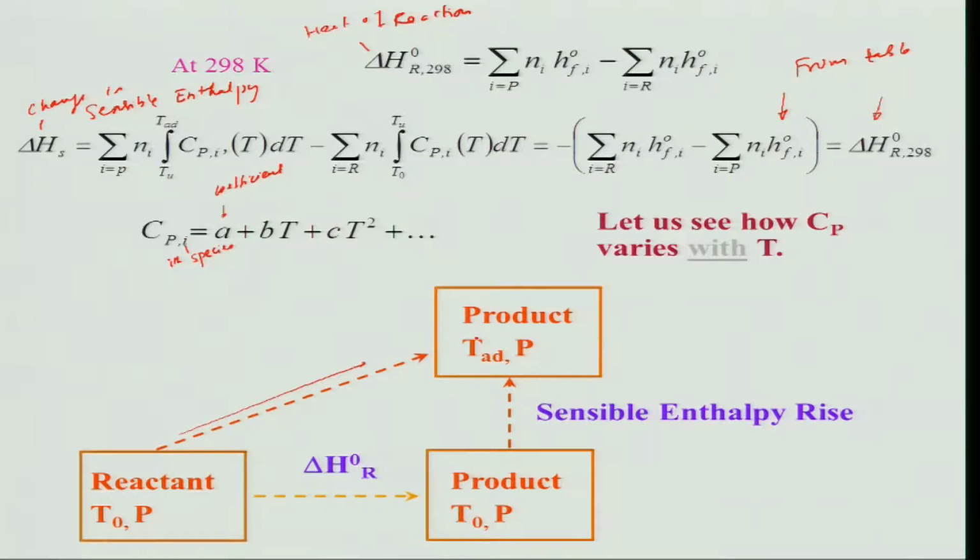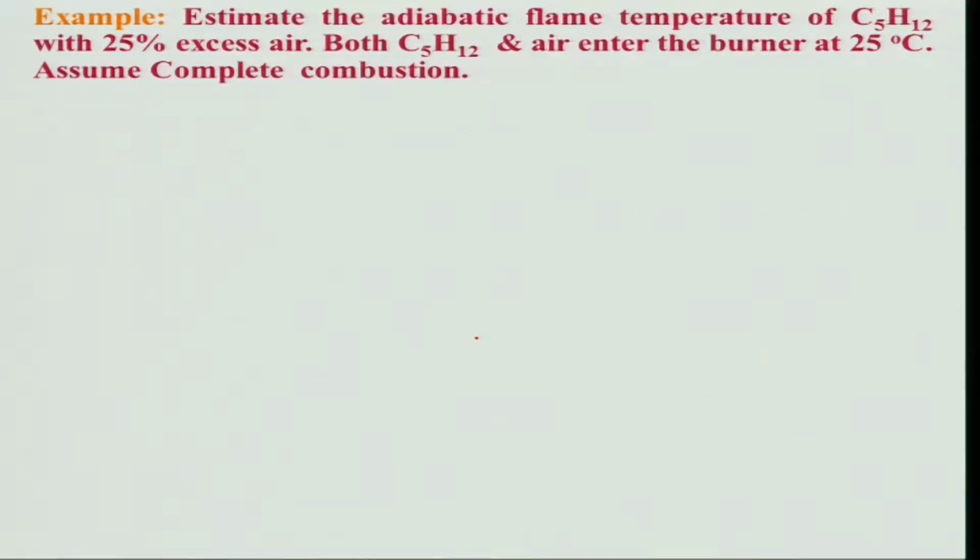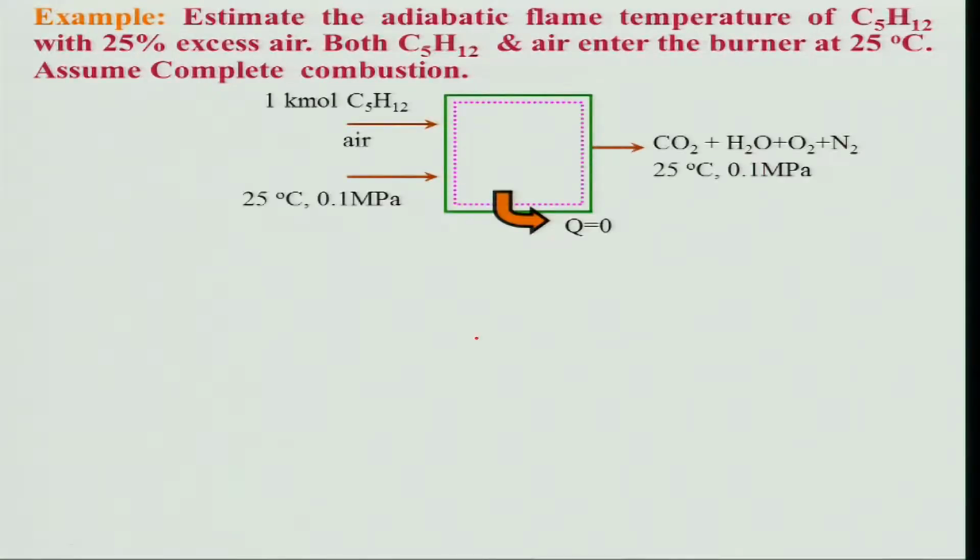So that is the reality, and let us now take an example under this ideal condition. Ideal in the sense that I do not know the composition, but I am assuming a certain composition of the product and then estimating the temperature. Keep in mind that this composition will depend on the final temperature, that is the adiabatic temperature. That means they will be complementing each other, which you do not know.